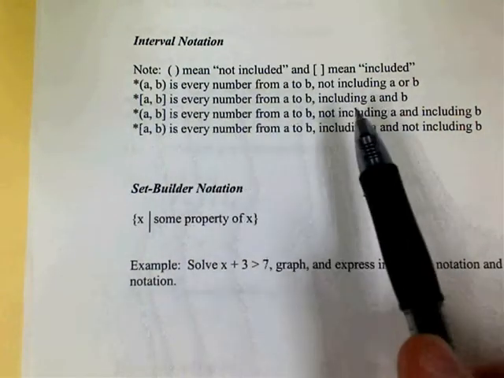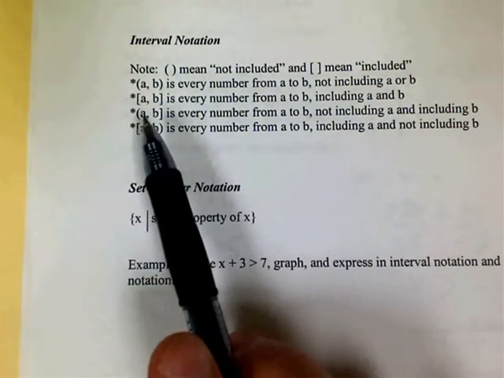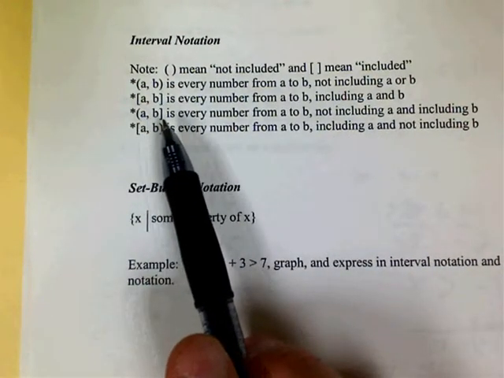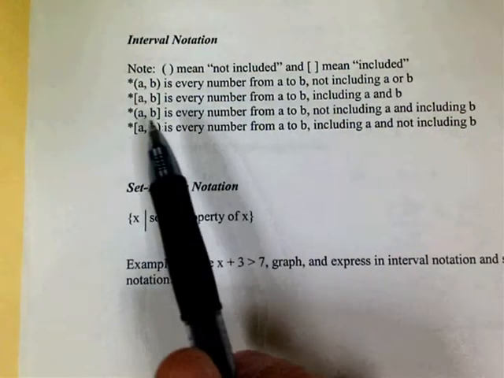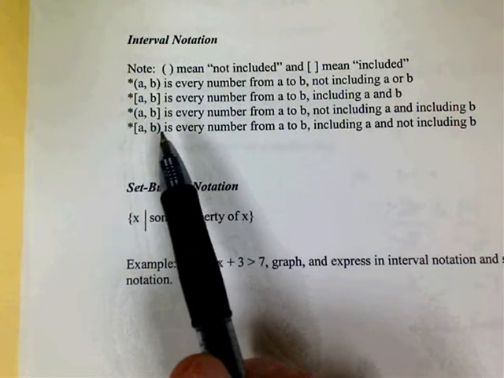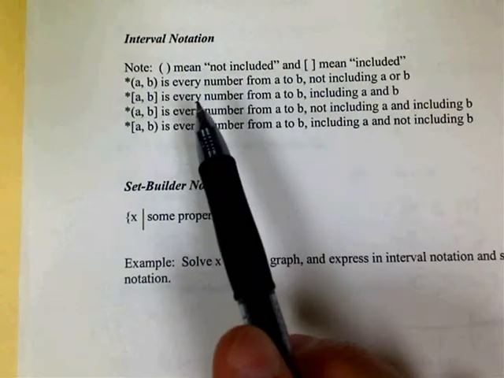and B are included. On this one, the parentheses around the A and the brackets around the B, that means that A is not included, but B is. And with the bracket around the A, parentheses around the B, A is included, B isn't. So this is just a general notation for interval notation.